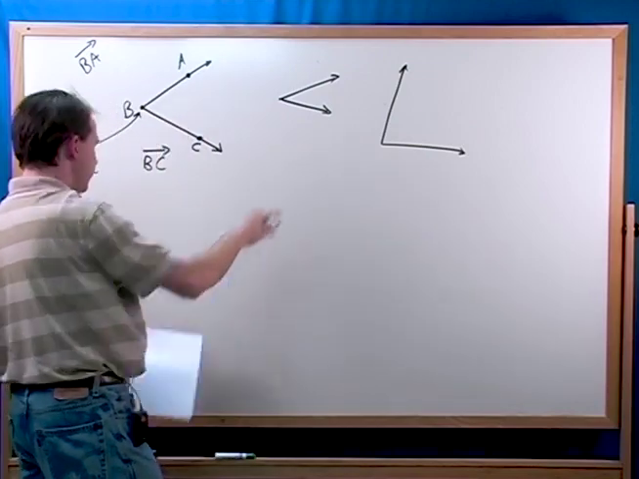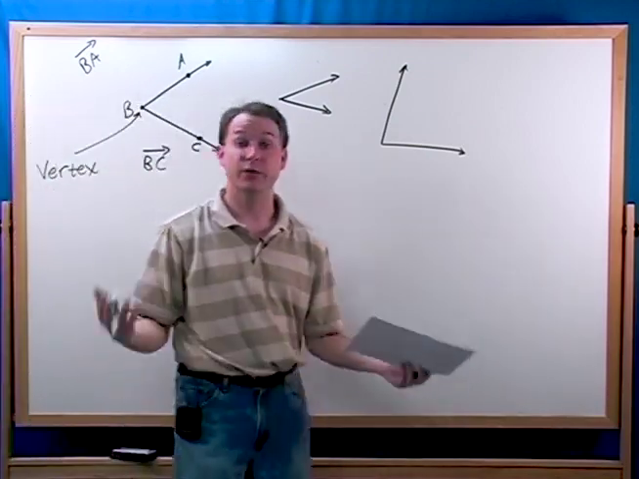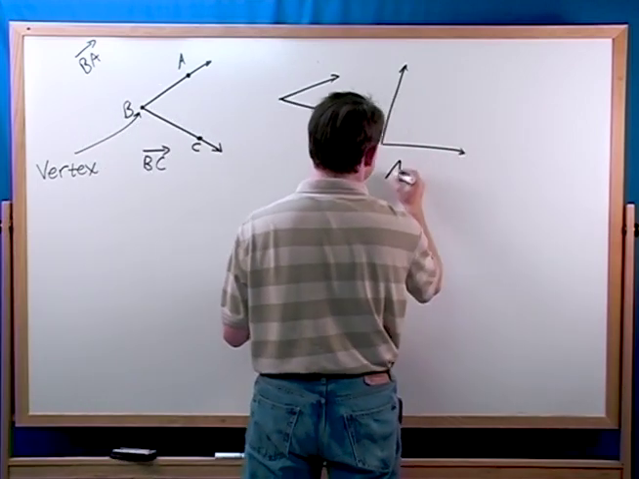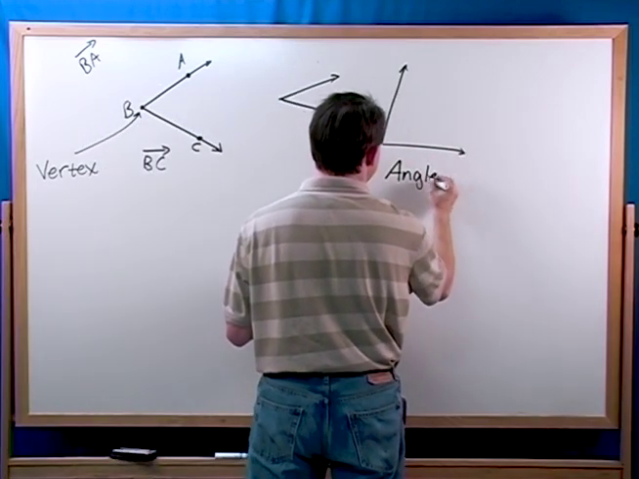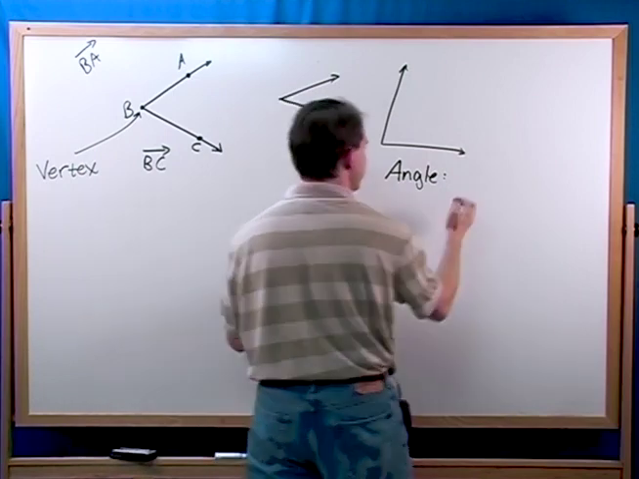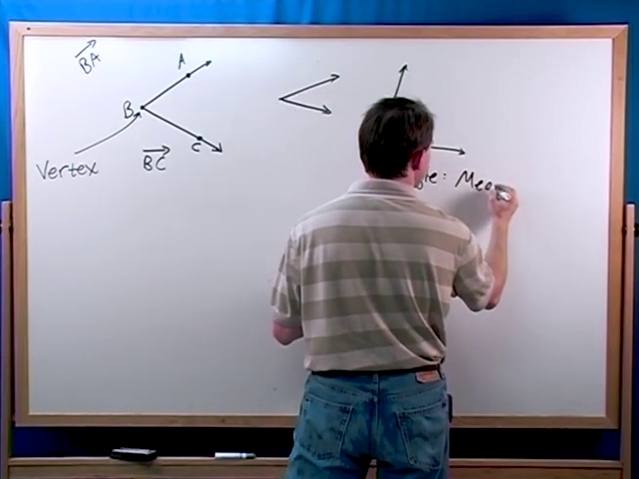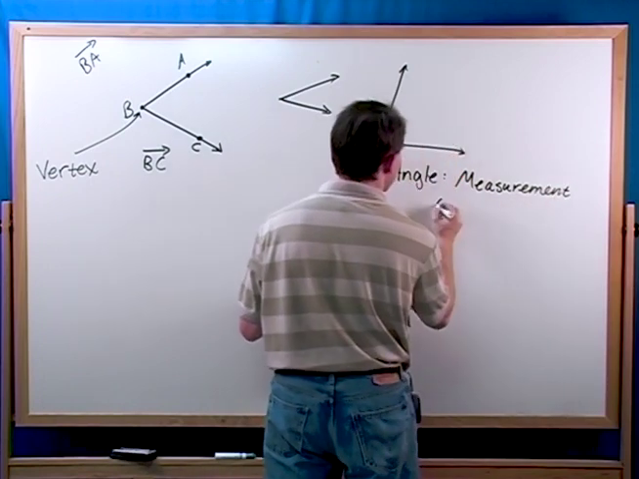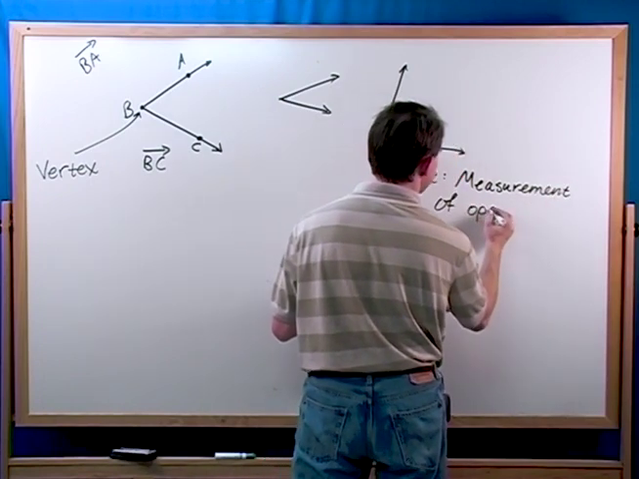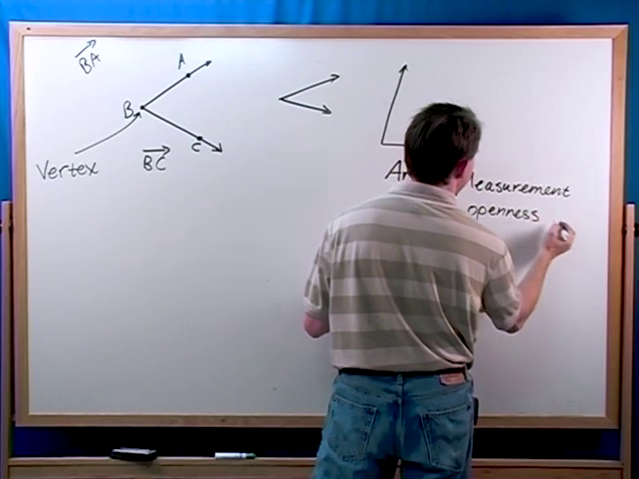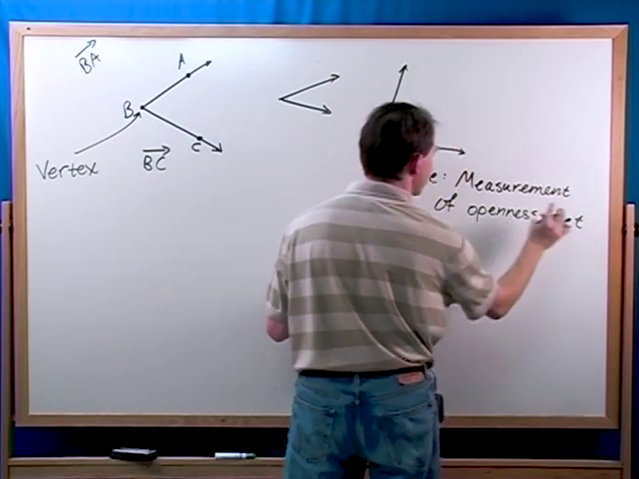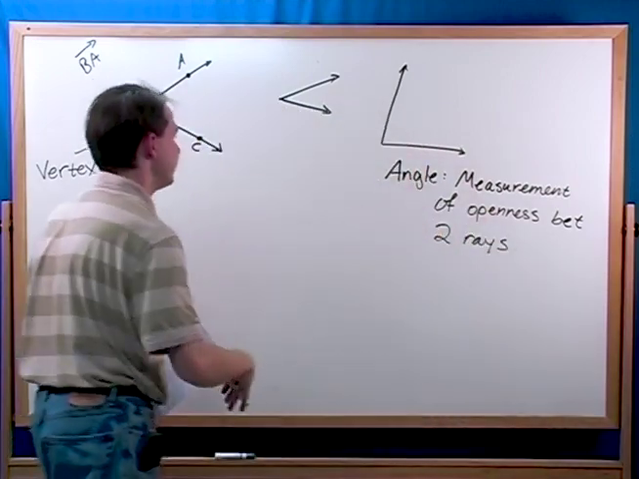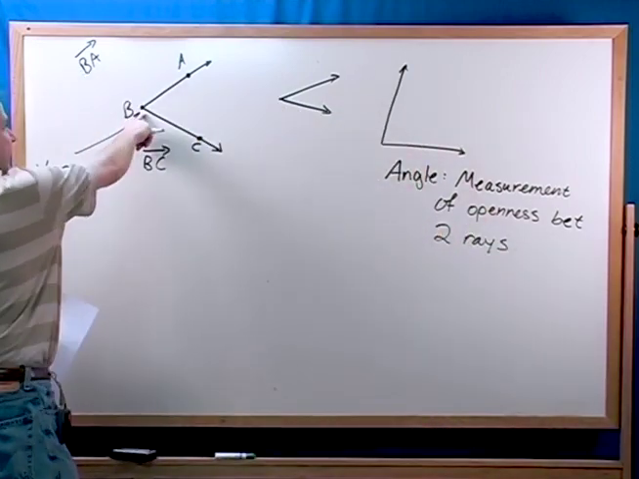And how do I want to do that? Well, I have to use the concept of an angle. So an angle is just the measurement of openness between two rays. Okay, openness. That's the best word I could come up with. The vertex is at the point.